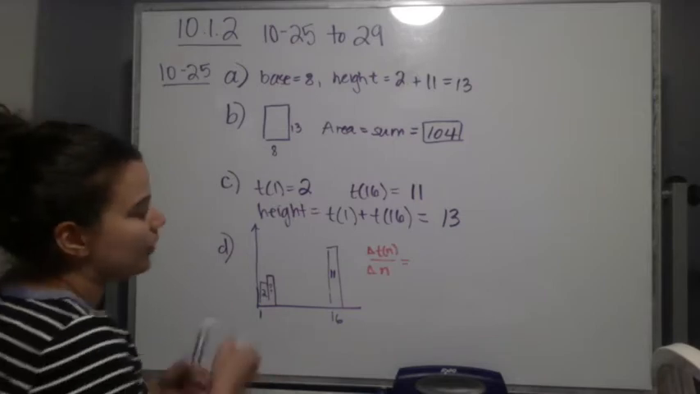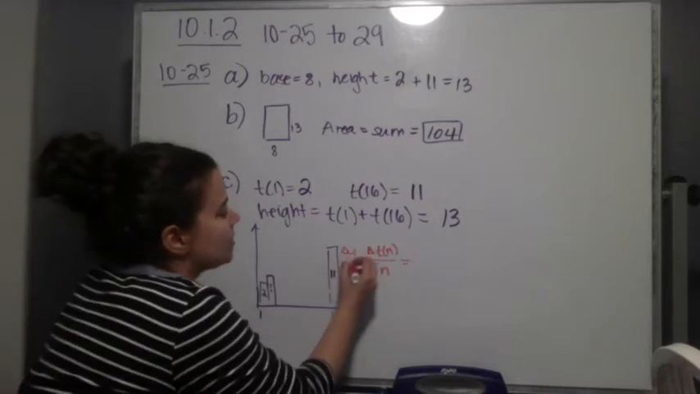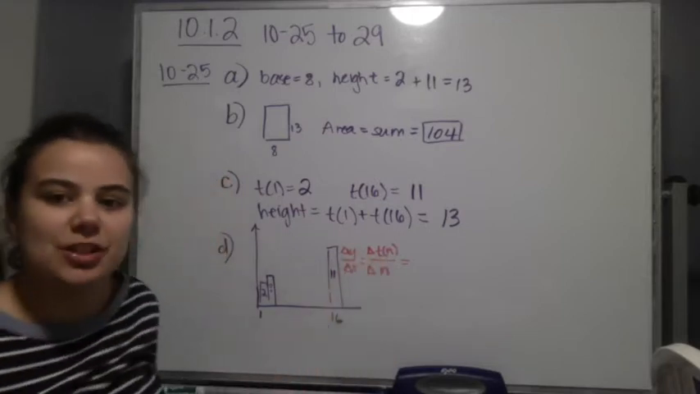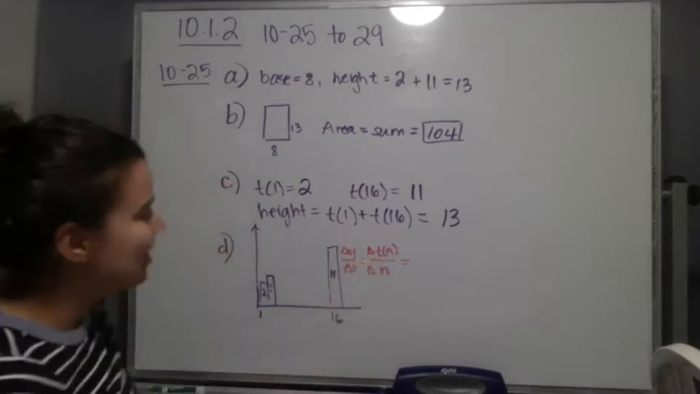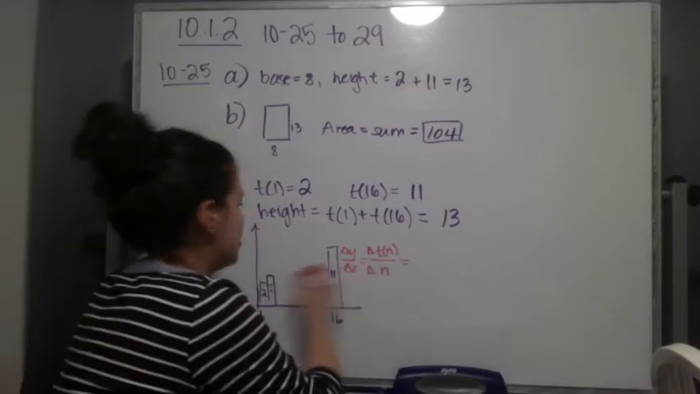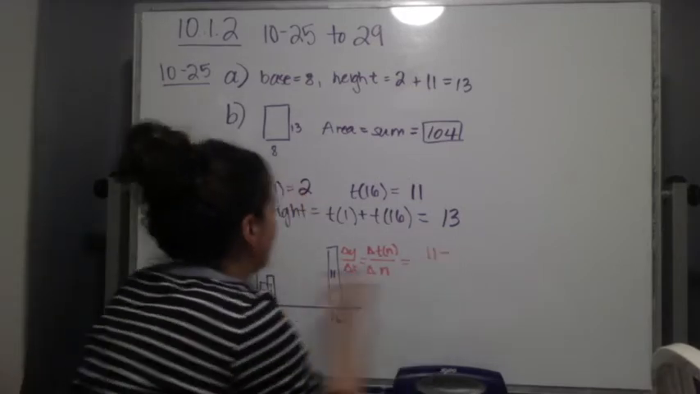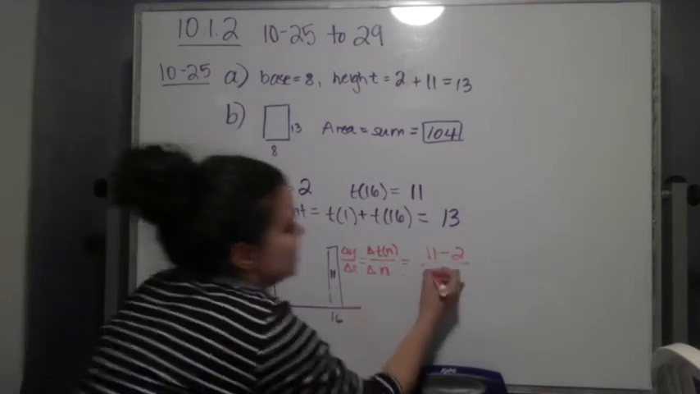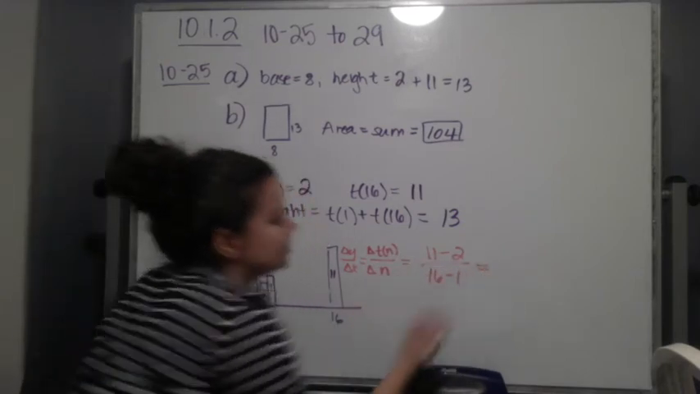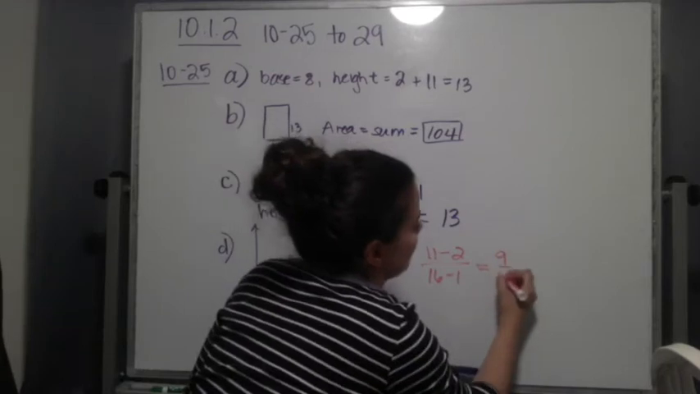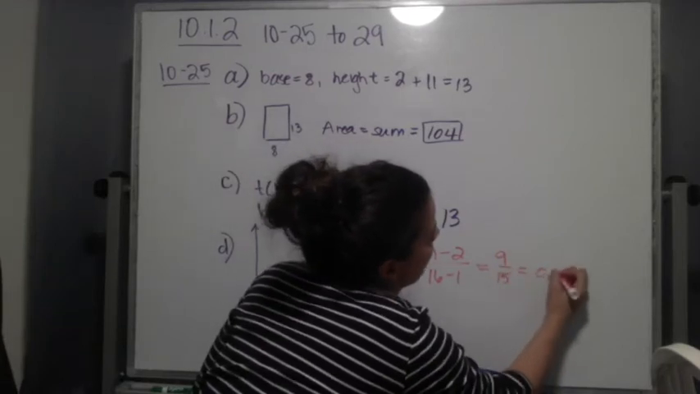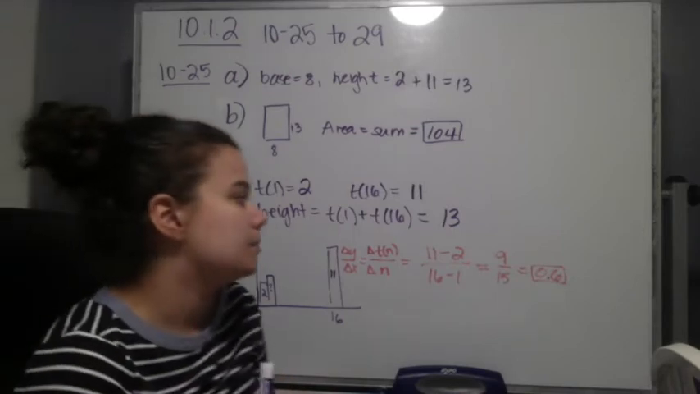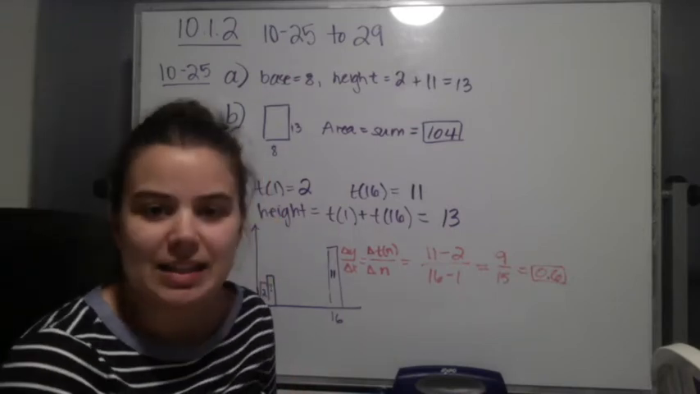So here, what I've written is basically delta y over delta x, except we're in sequence land, so it looks like delta t of n over delta n. So we go from 2 to 11, so 11 minus 2, and then we go from 1 to 16, so 16 minus 1. So that's going to be 9 over 15, also known as 0.6. And that's going to be your common difference.